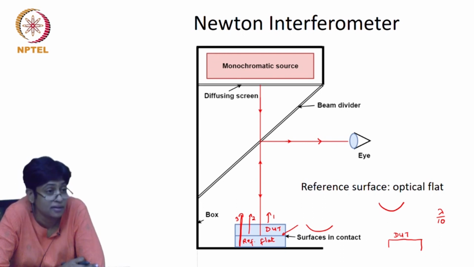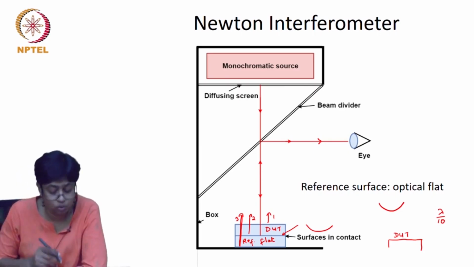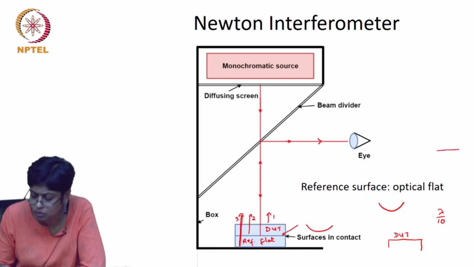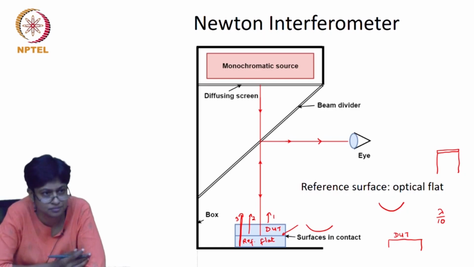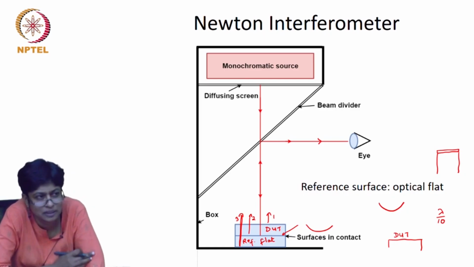So, first of all, this picture is not really drawn to scale. Okay? My reference flat and the surface or the device under test, then they will not be of the same thickness. Okay? So, if I were to draw this to scale, it would be much more like this is the device under test and this is the reference. Why does that matter? Why does that make a difference?